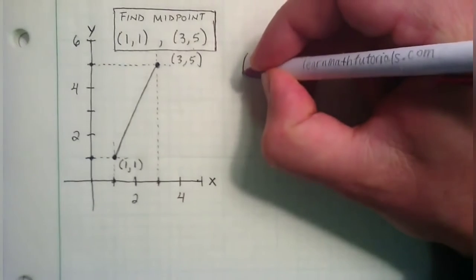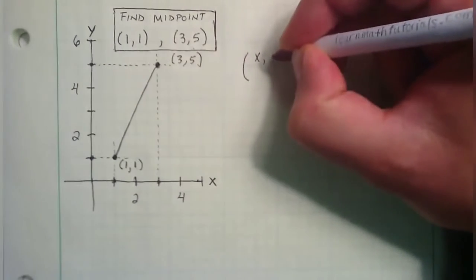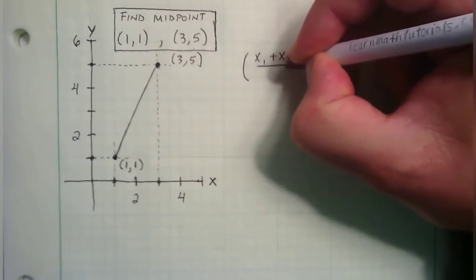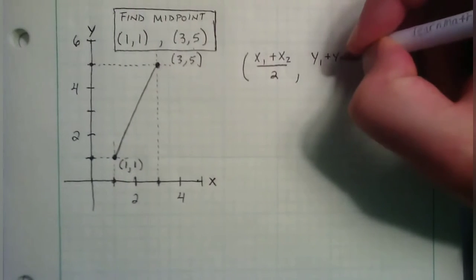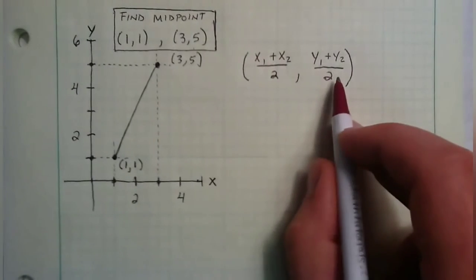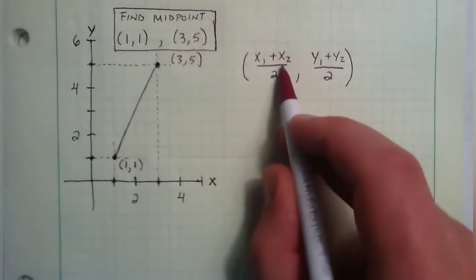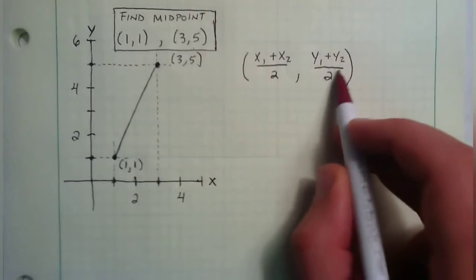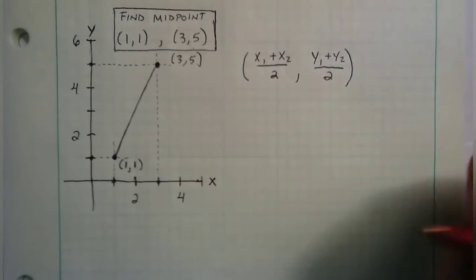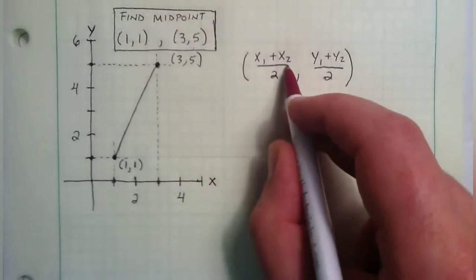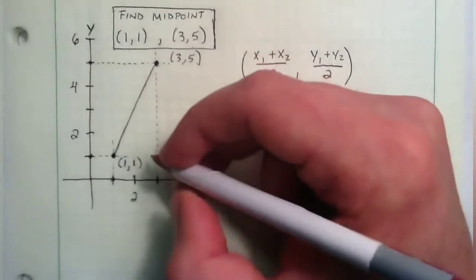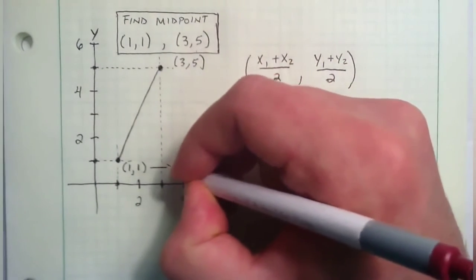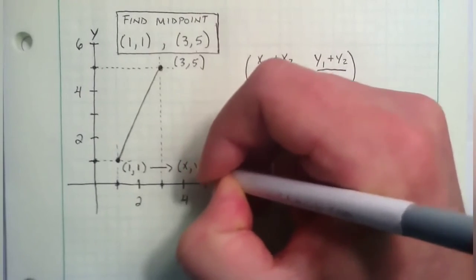So let's go back to the midpoint formula. It was x1 plus x2 divided by 2, comma, y1 plus y2 divided by 2. So really, this is in the form of a point. This is the x component of the point, and this is the y component of the midpoint. So basically, we just need to figure out what our x1, x2, y1, and y2 are, and then we can simplify. So we're just going to go ahead and rename this point x1, y1.